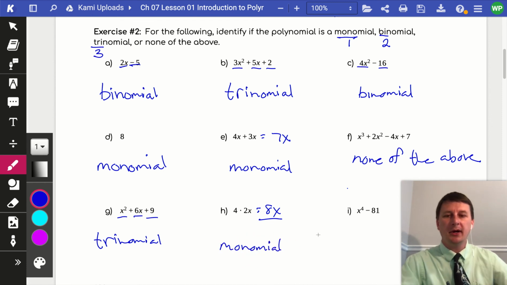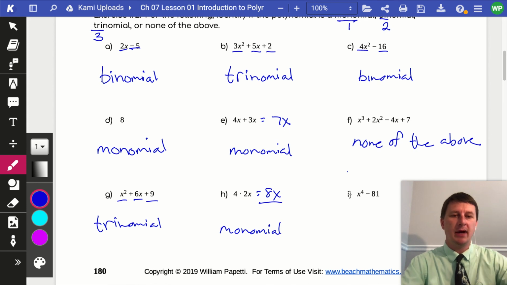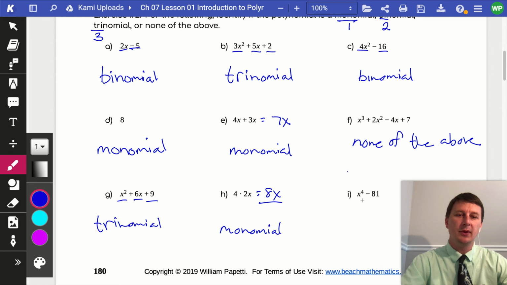And finally, on part I, we have x to the fourth minus 81. And we definitely cannot combine those two terms. So we have x to the fourth as one term, 81 is the second term. So that's going to make part I a binomial.